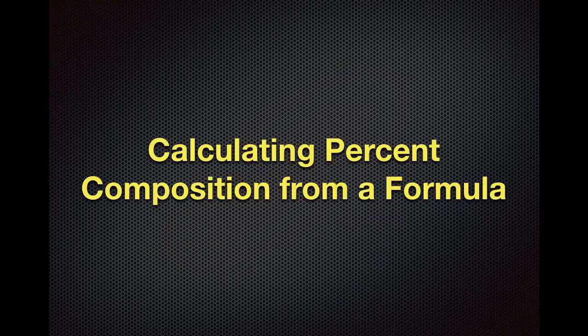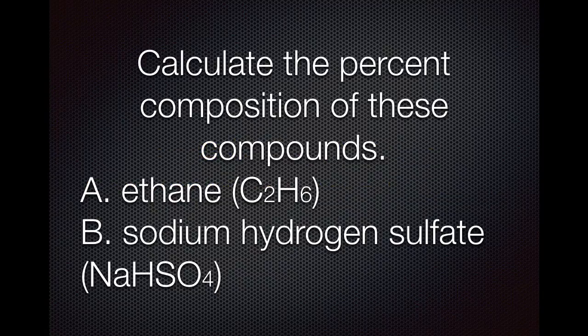And the last thing that we went over is calculating percent composition if you're only given a formula. So this is the last thing that you've seen. This was the exit ticket that you guys were working on last Wednesday, I believe. All right. So you had two things that you need to find the percent composition for. You have ethane and sodium hydrogen sulfate.